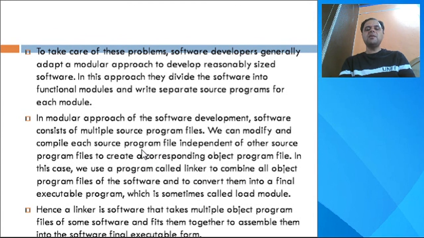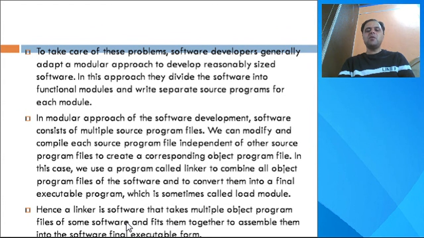So what we do in this case, we divide the software into different modules, different files. Every programmer works on different modules. They generate the object file for their module, and later they combine all those object files and create an executable file, which is done by the linker. Hence a linker is a software that takes multiple object program files of the same software and fits them together to assemble them into the software's final execution form.